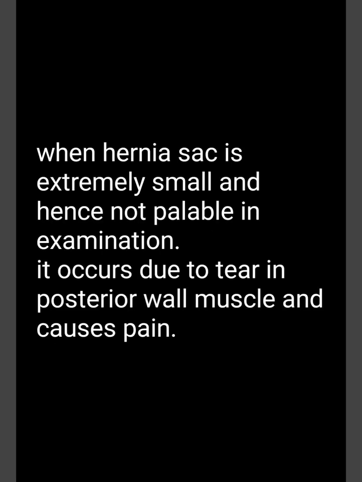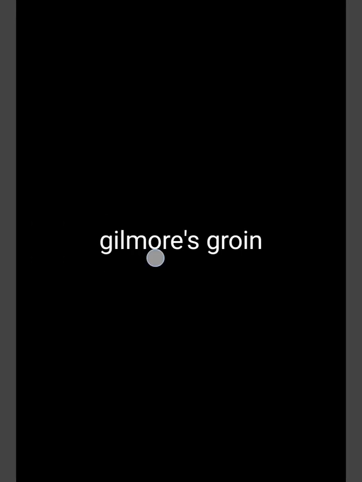What's sportsman hernia? When hernia sac is extremely small and hence not palpable in examination. It occurs due to tear in posterior wall muscle and causes pain. Sportsman hernia is also called Gilmore's groin. IOC for sportsman hernia: MRI.